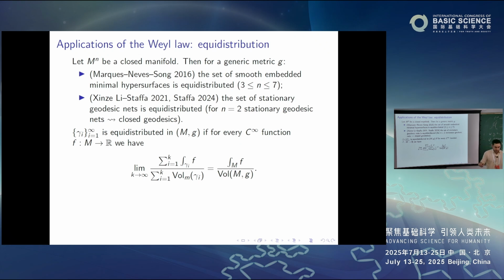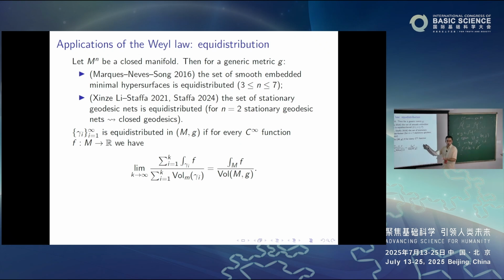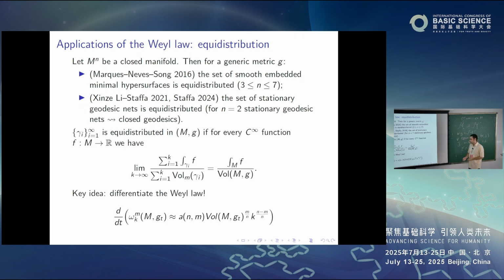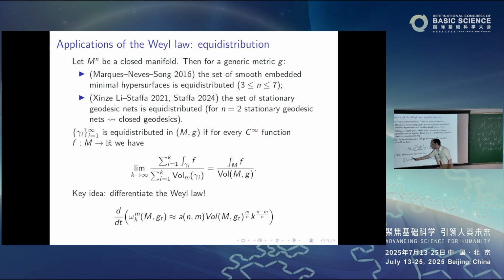There are many cool results like that in dynamical systems for hyperbolic manifolds or negatively curved manifolds. But it's kind of surprising to get a result like that for a generic arbitrary metric without curvature assumptions. And the idea to prove this result is to differentiate the Weyl law. So when you take the derivative on the left side, then here what will come out is the derivative of volumes of minimal hypersurfaces as you vary the metric.